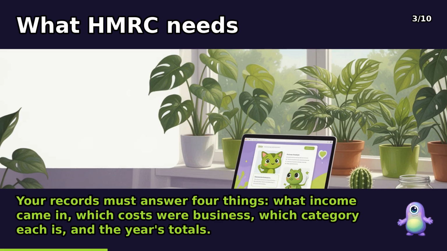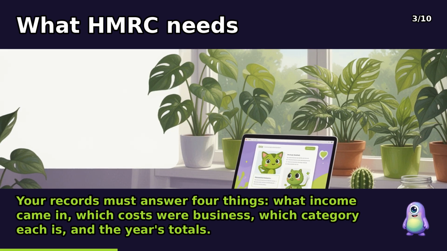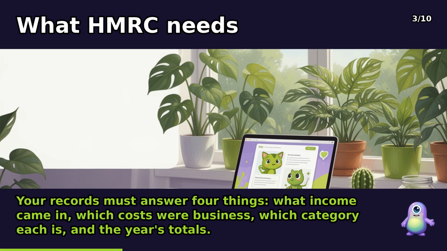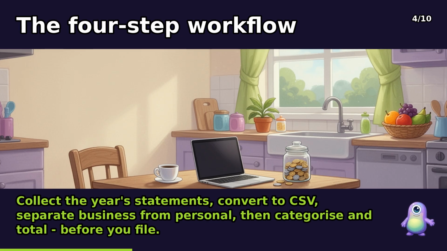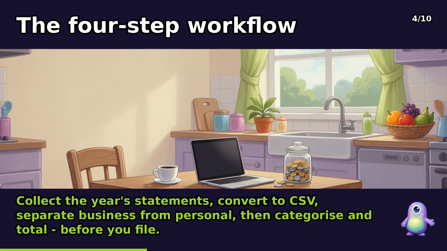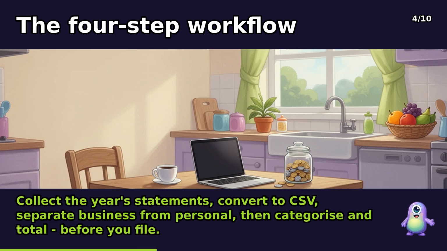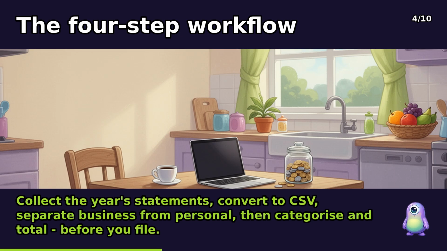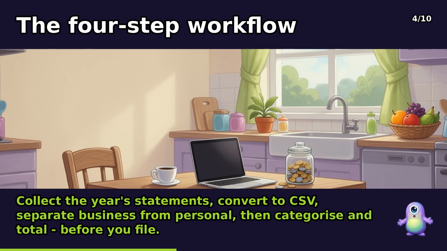Under MTD, a transaction needs a date, an amount and a tax category before it becomes a usable record, and MTD uses the same categories as self-assessment. A clean workflow has 4 steps. Collect the statements for the tax year, usually the 6th of April to the 5th of April, including any personal account you used for business. Convert them into CSV or Excel, 1 row per transaction. Separate business from personal, transfers, drawings, and personal spending aren't expenses. Then categorize and total the business transactions into the right self-assessment categories before you file.